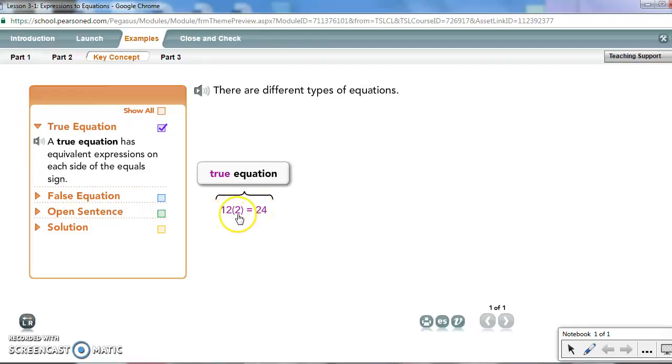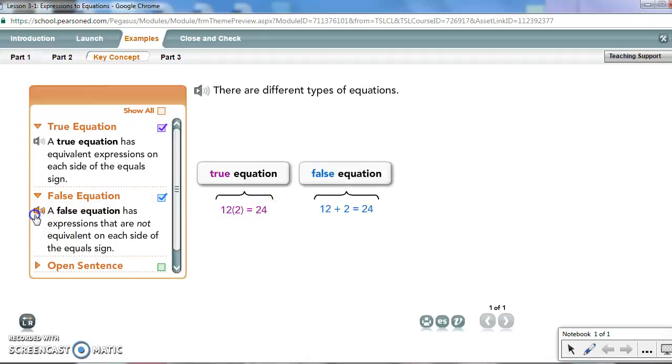So 12 times 2 is equal to 24. Well, is 24 equal to 24? Yes, so that is a true equation. A false equation has expressions that are not equivalent on each side of the equal sign. So they're going to have you relate this to a balance beam. If you think about a balance beam, it looks something like this, right? So you have your balance, then your beam. If there's 24 cents here and 24 cents over here, will it balance out?